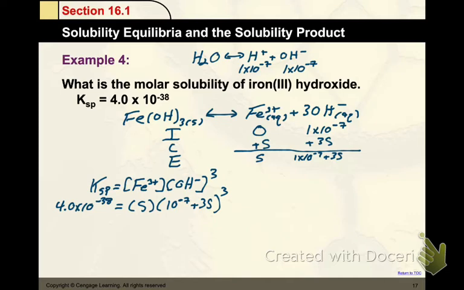All right, now here you can kind of have a choice to make as far as solving this in your calculator. One way is to just look at this and say, well, this 3s compared to this 10 to the minus 7 is going to be a really small number. So we can eliminate this part of the expression here because s is going to be pretty small as to not really change the 10 to the minus 7 value here much. That's one way to go about it. That makes it a lot easier to solve.